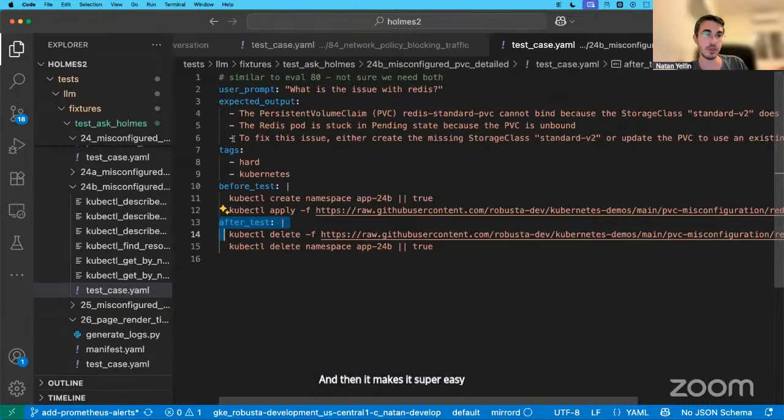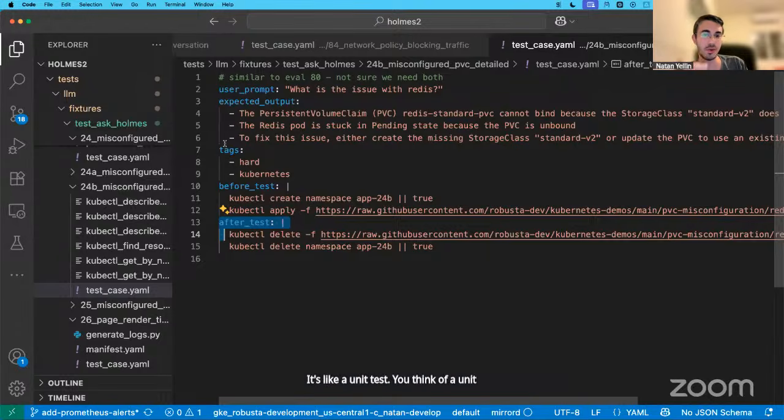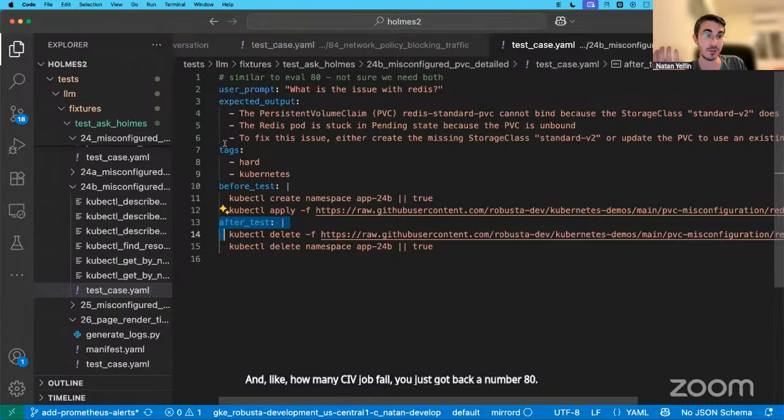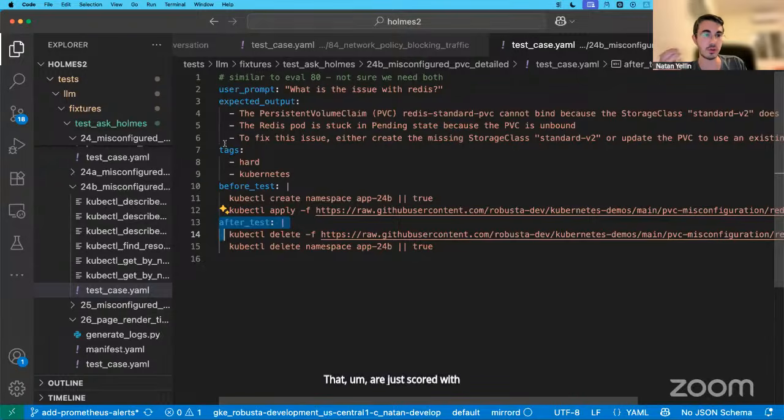it makes it super easy to debug because you run something and it's like a unit test. Think of a unit test: how useful would it be if you ran PyTest or whatever, in CI/CD, and instead of giving you pass/fail and having the CI/CD job fail, you just got back a number, 80? It'd be hard to interpret. So we found that pass-fail evals are several orders of magnitude more useful and actionable than evals that are just scored with usefulness or helpfulness and so on.